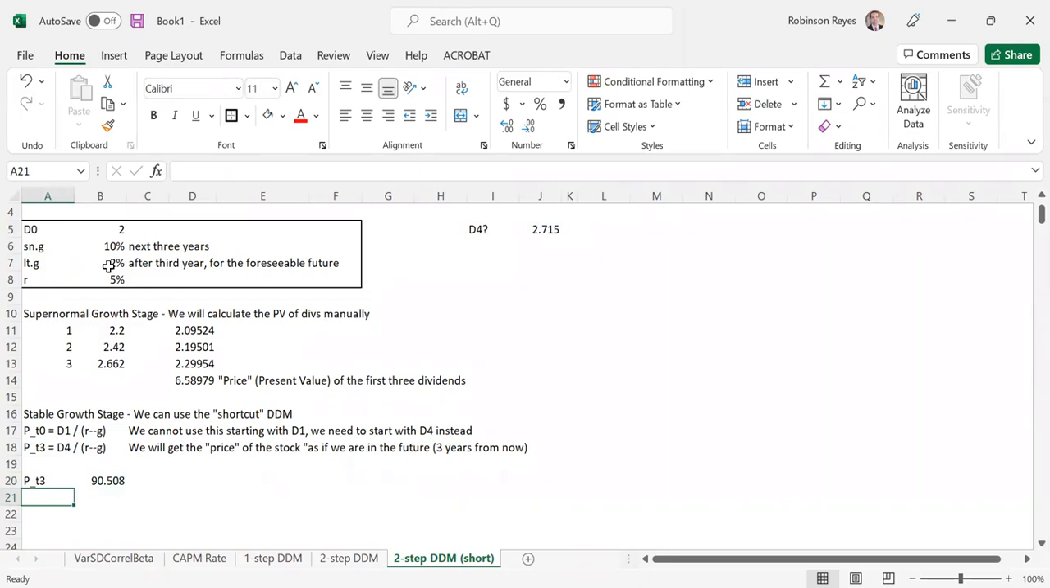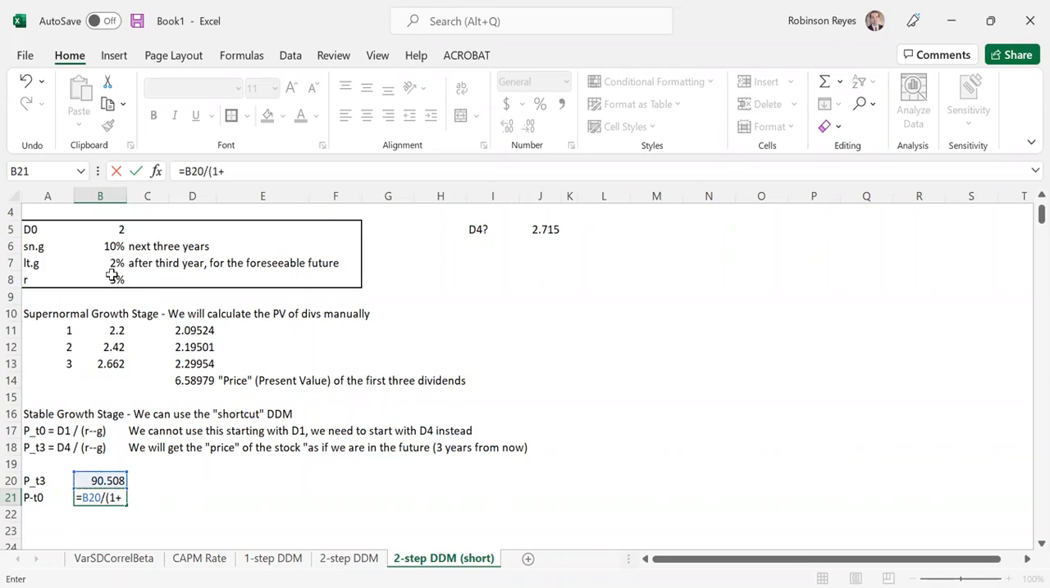But let's keep in mind, we are getting a price which is still in the future, so we need to discount it so we get the actual present value of that cash flow today. So P at T0 will be equal to this price that is actually at time 3 divided by 1 plus R to the power of 3, because we are getting a price as if we are 3 years from now, so we need to bring it back to present value from year 3 to today. And there we go.